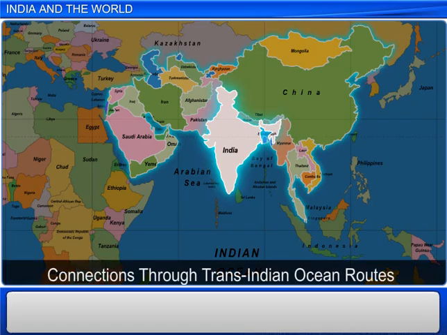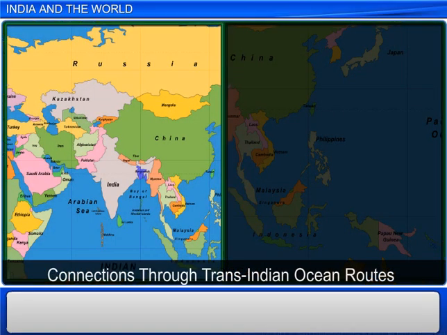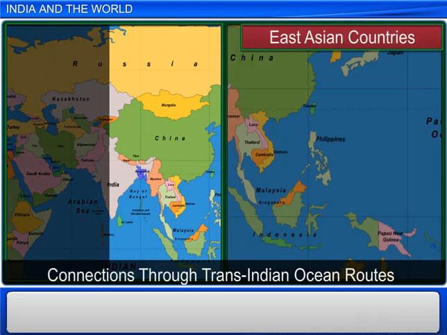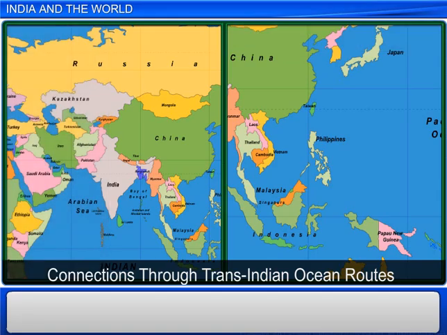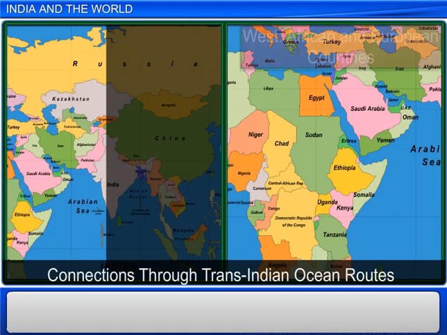The trans-Indian Ocean routes connect it to Southeast and East Asian countries in the east and to African and European countries in the west.